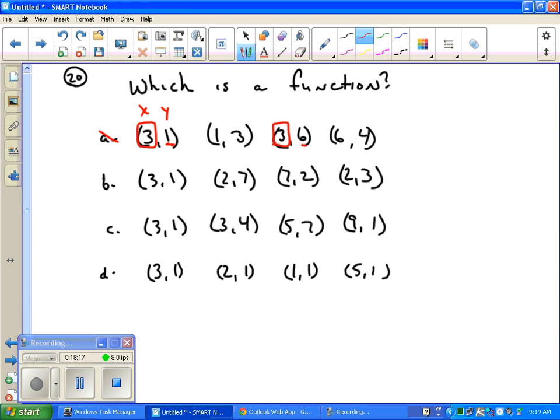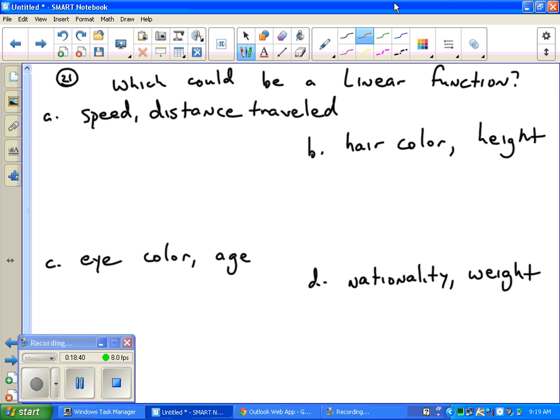Check it for all the rest of them. 2 shows up twice. Look at 2. The numbers are different, 7 and 3. Can't be a function. If you need to graph them, you can graph them, and you'll see that they failed the vertical line test. This one right here, the number 3 shows up twice. 3 and 3, then 1 and 4 have to be the same. They're not a function. And then D, there's no x values that show up more than once. So D is the only one that represents a function. And we'll pick up 21 in just a second.